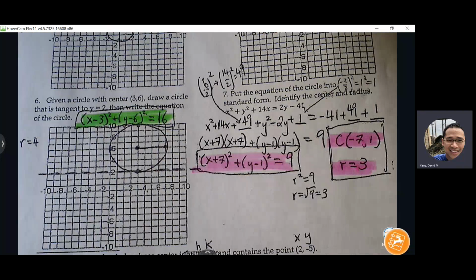Eight and 9 are the most time intensive ones. For 8, you have to take your h, k and your x, y. Temporarily use that x, y to find your r. Once you find your r, then you write your equation. And for number 9, you're going to have to find the midpoint first.